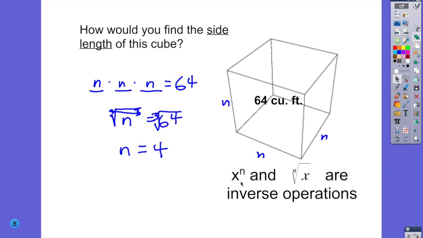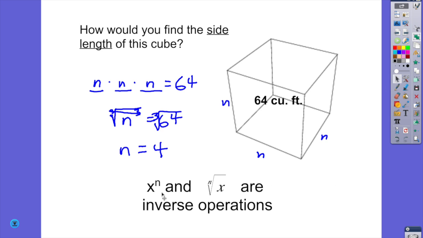Okay. So what we've learned is that, just like with a lot of other things in math, exponents have their opposites. In this case, x to the power of n and the nth root of x are inverse operations. In other words, for our example here, our two opposites were x to the third, and over here, the cube root of x. So basically, that's how we do anything beyond the power of 2.